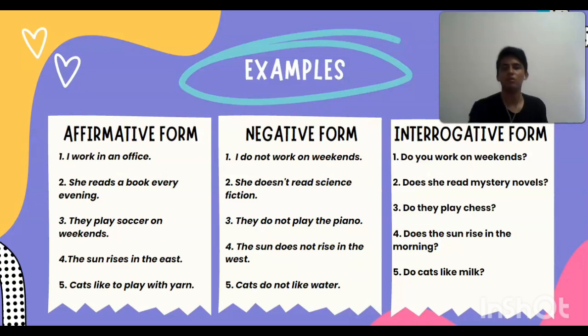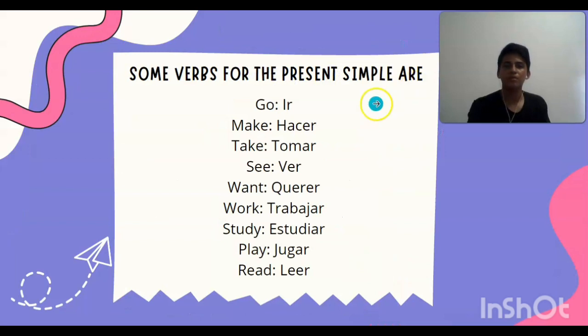Okay, let's go. Some verbs for the present simple, or the most popular verbs for the present simple, are go, make, take, see, want, work, study, play, and read, que serían ir, hacer, tomar, ver, querer, trabajar, estudiar, jugar y leer.